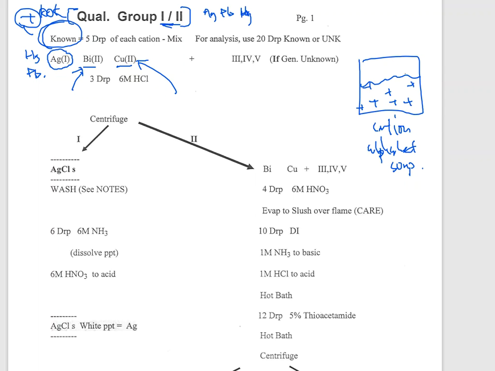You know that those are supposed to be positive. And then we're going to give you an unknown. And it says use 20 drops. If you had to start off here, you would use 20 drops of the unknown. And then we would test that along with the known in order to compare the test. Are they positive? Are they negative? So it looks like if I had this, what I would do is I would add 3 drops of 6 molar hydrochloric acid. Then I would put it into a centrifuge. We would centrifuge it down.